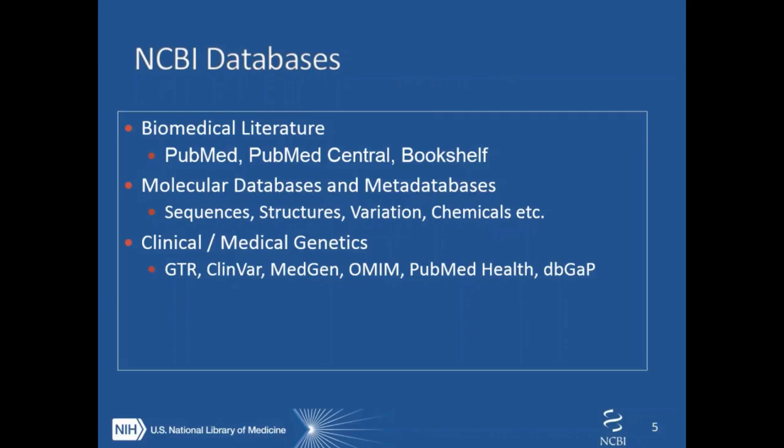There are others where we also have a lot of data. When we're looking at data at NCBI, it's useful, I think, to think about three different sets or aspects of the data. There's biomedical literature, and that's our PubMed resource. There's also the full-text PubMed Central and our full-text online Bookshelf. Then there are molecular databases, which are the ones I'm going to focus on today. They have things like sequences and structures and variation and even chemicals, if you want. And then the last set are things that have to do with clinical and medical genetics, and those are focused exclusively on human health and disease, not on animals or plants.